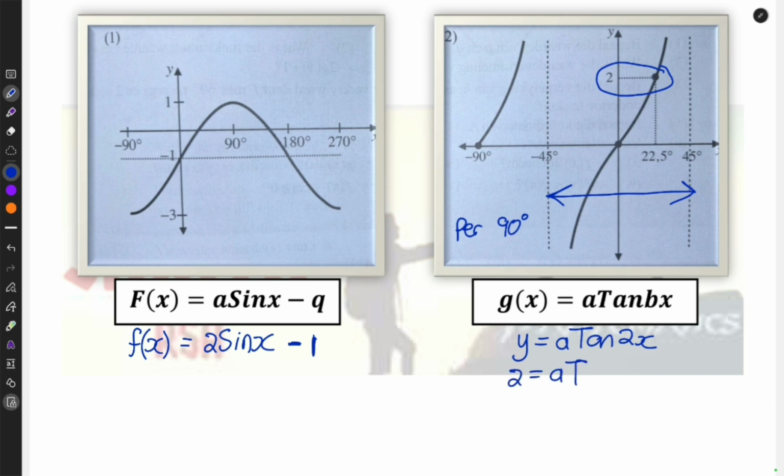I don't know what A is, but tan would then be 2 times 22.5. And I can then just type that in my calculator and then see that's actually tan 45, which I know is just 1. And therefore my A value is 2. You can either look at the graph to find A or then use the calculator. So just to end off, g(x) would be equal to 2 tan of 2x.